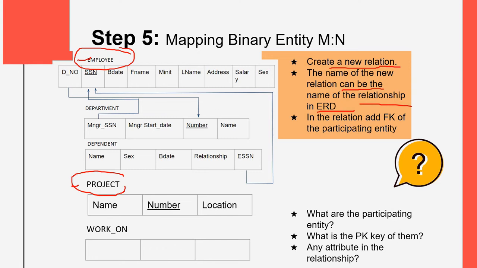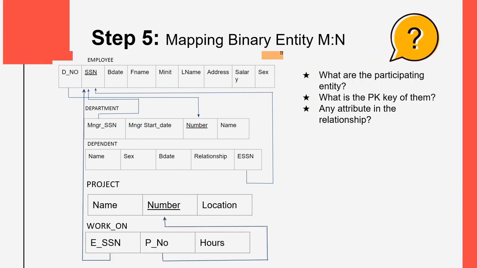This is where we can put the related attributes. The participating entities are the employee and the project. What is the primary key of them? And is there any attribute in the relationship? Let's see what we have. We have works on as the relationship name. The participating entities are employee and project. What is the primary key of them?